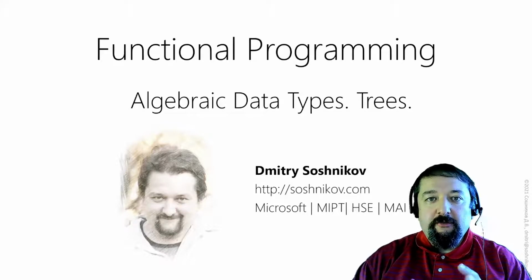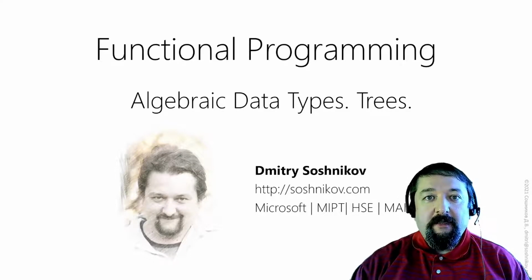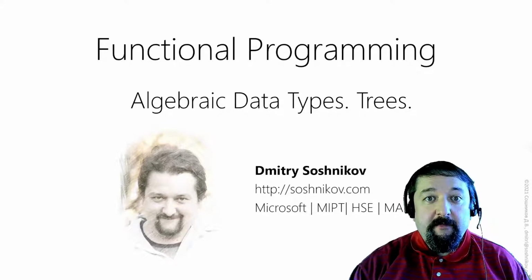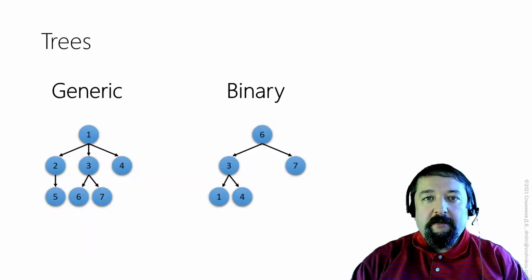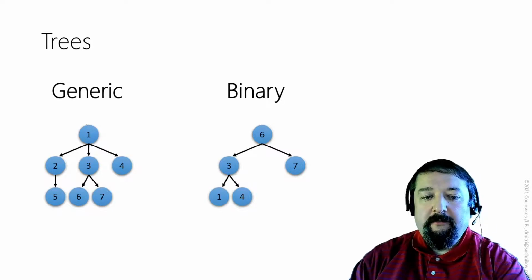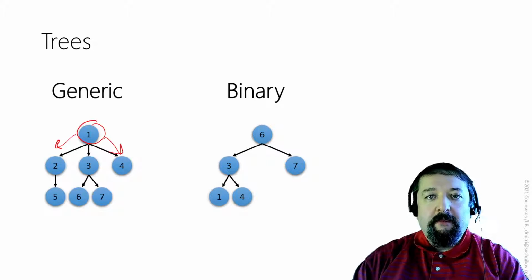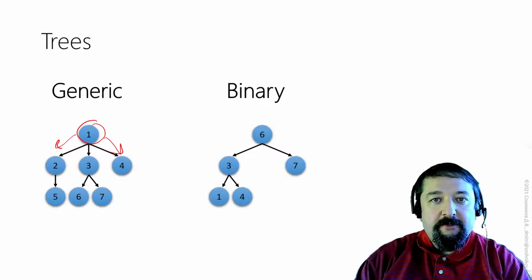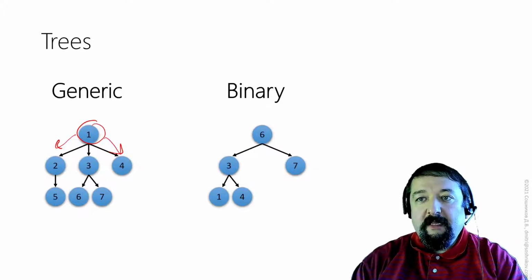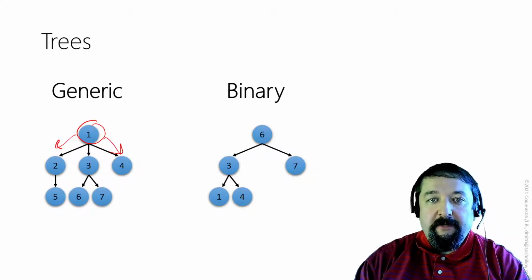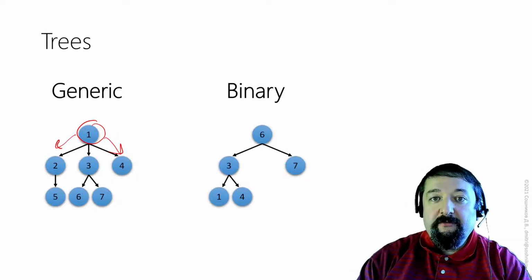My name is Dmitry Soshnikov and today we will talk about another algebraic data type, namely trees, and how to represent them in a functional programming language. You probably know what trees are. Trees are structures where you have a node and some number of associated subnodes. If you can have any number of associated subnodes, that is called a generic tree. If you can have only two subnodes, left and right, it is called a binary tree. And we will see different usages for different types of trees.